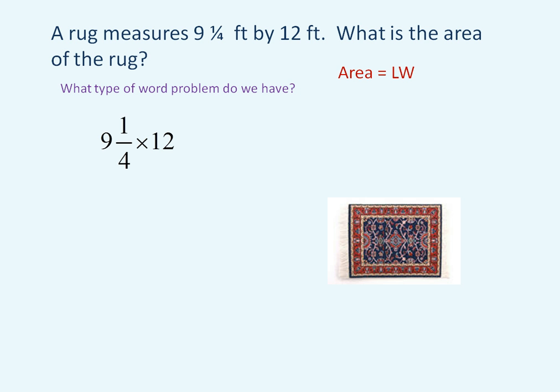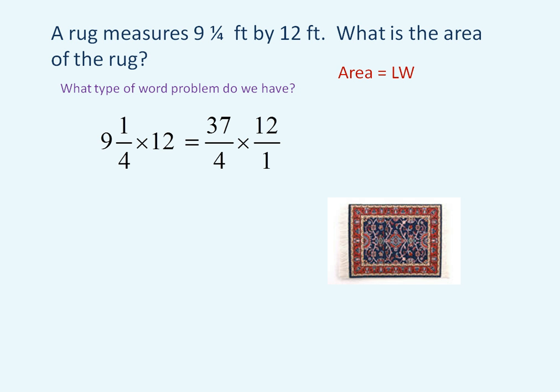Again, we have a mixed number. We're multiplying times a whole number. Mixed numbers need to be made improper. So 4 times 9 is 36, plus 1 is 37. Keep your denominator 4. So our improper fraction is 37 over 4. And then I wrote 12 as a fraction, 12 over 1.